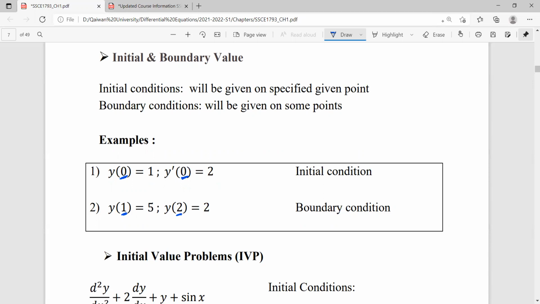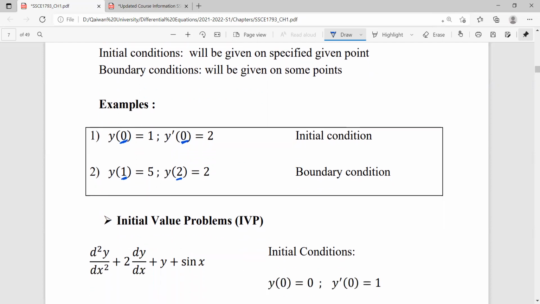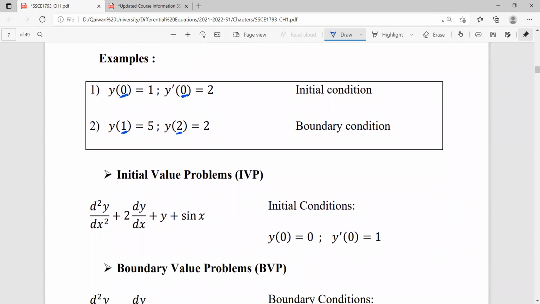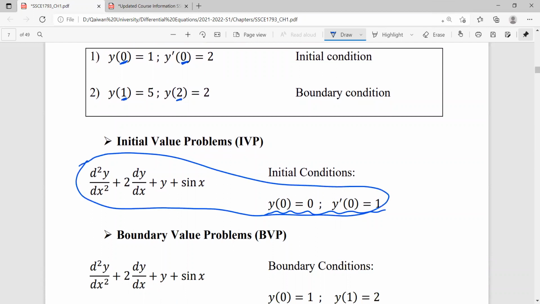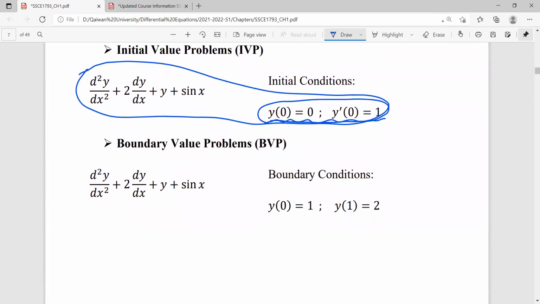That is a boundary condition. And for initial value problems and boundary value problems, we can recognize them by the conditions. If it is an initial condition, we say it's all together an initial value problem. This is the initial condition.